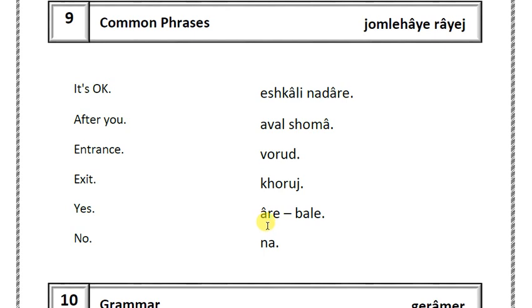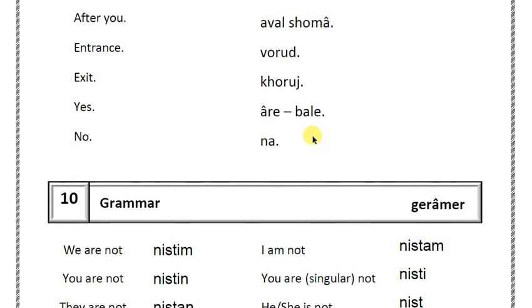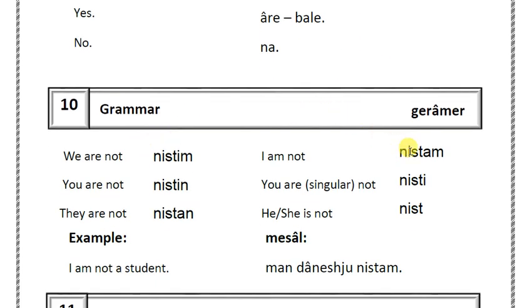آره is just casual speaking for yes, آره, but بله is more formal, بله. And نه is just no. Again, we have grammar. I'm not, نیستم. نیستم, I'm not. نیستی, you are not. نیست, he or she is not. نیستیم, we are not. نیستین, you are not. And نیستن, they are not.